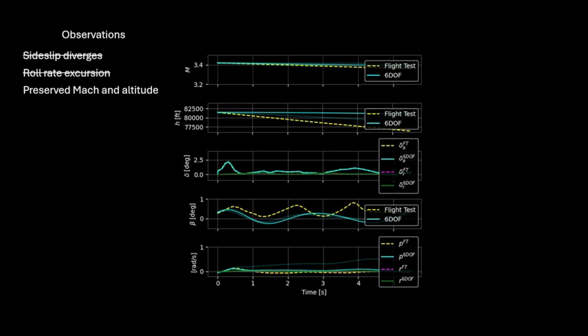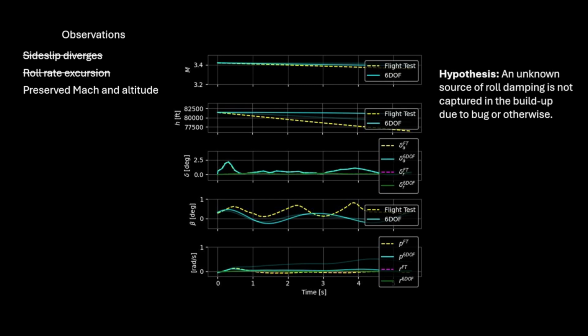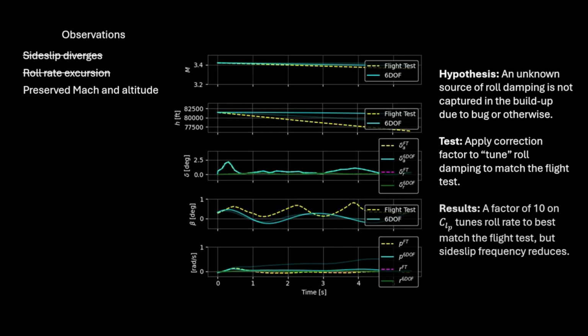Regardless, we can postulate there's an unknown source of damping that's not captured in the simulation due to a bug or otherwise. To test this, we can tune the roll damping derivative and see if it matches the flight test. After some trial and error, we find a factor of 10 on CLP best corrects the simulated roll rate. So, roll damping does seem to be a source of the discrepancy is the conclusion. At this point, we halt further investigation of roll rate and move on.